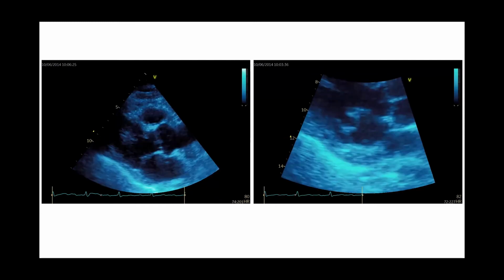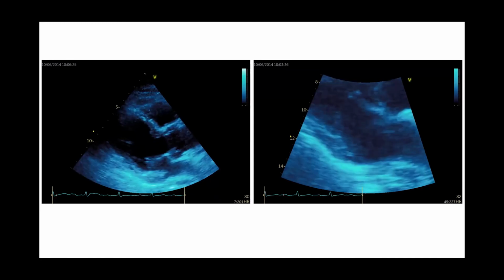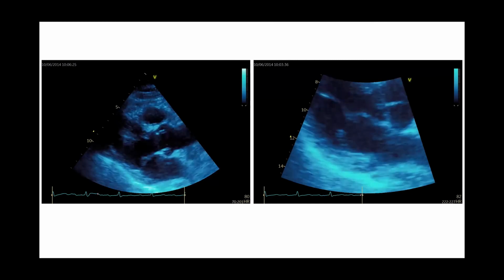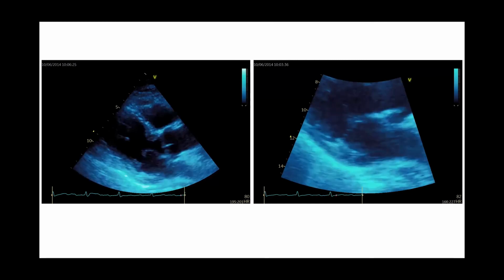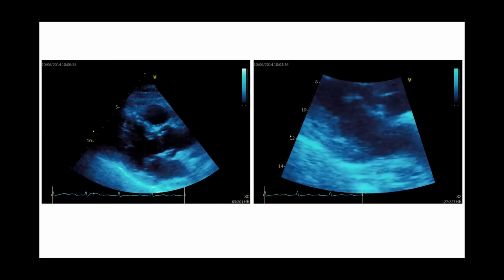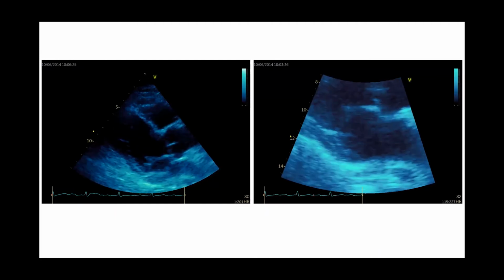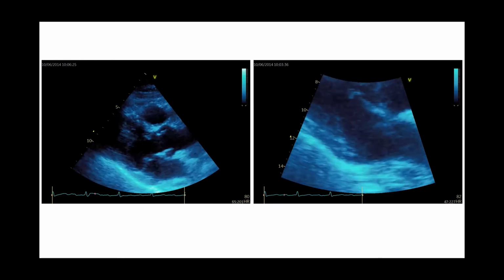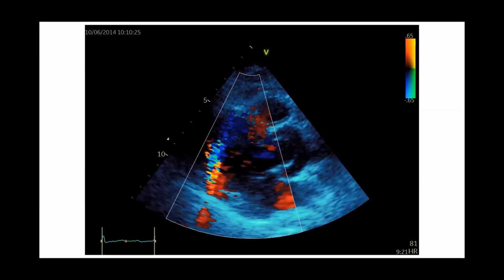From the mitral valve point of view, I can see that the orifice is decreased in size, and there is a hockey stick appearance over the anterior mitral valve leaflet with a bit of calcification along the leaflet. The aortic valve looks opening. Yep.